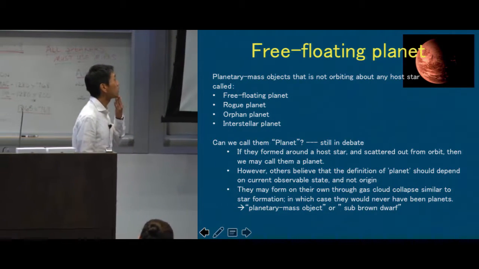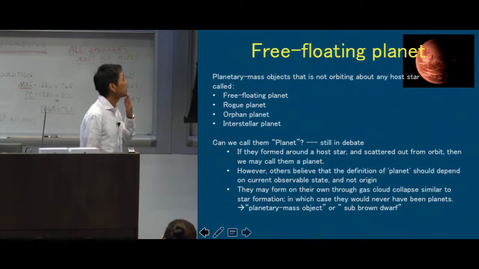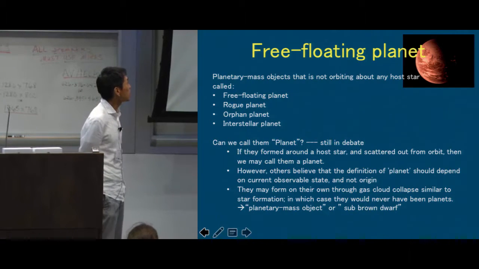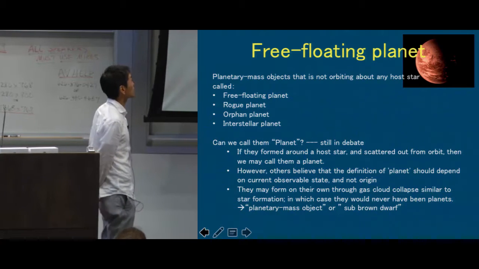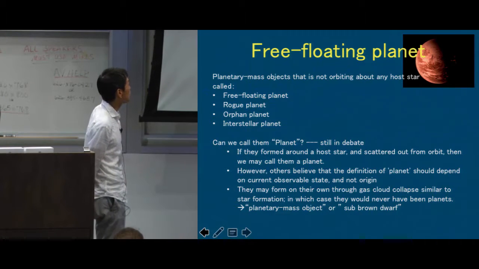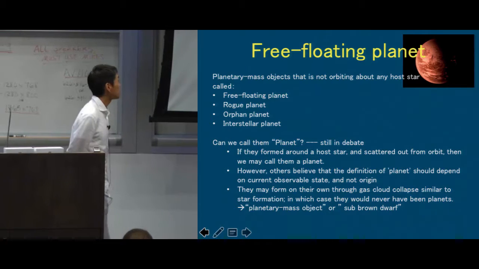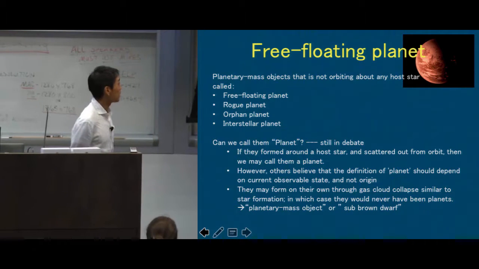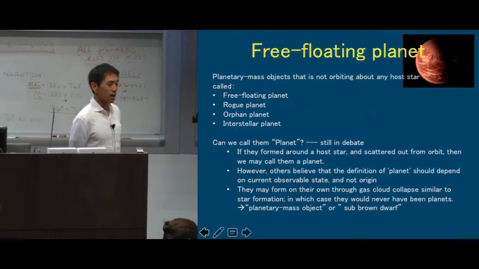So what is a free-floating planet? It is a planetary mass object that is not orbiting about any host star, and is sometimes called a free-floating planet, rogue planet, orphaned planet, or interstellar planet. But can we call them a planet?